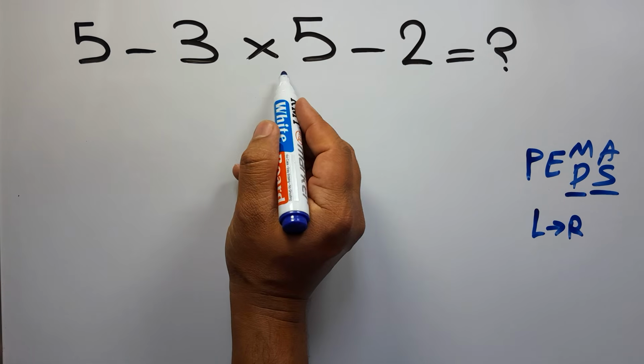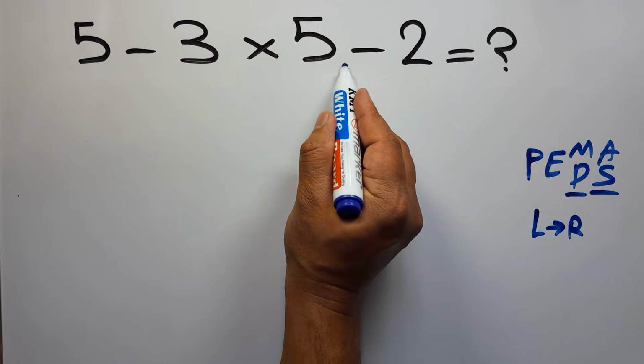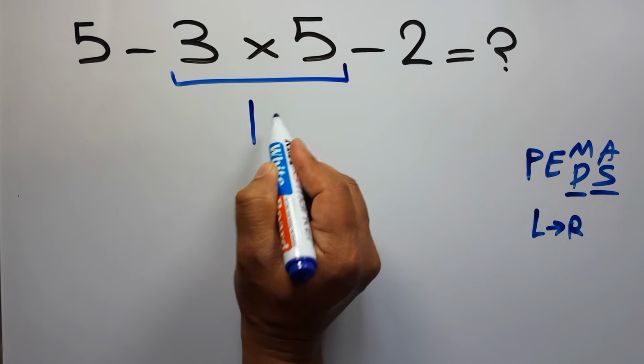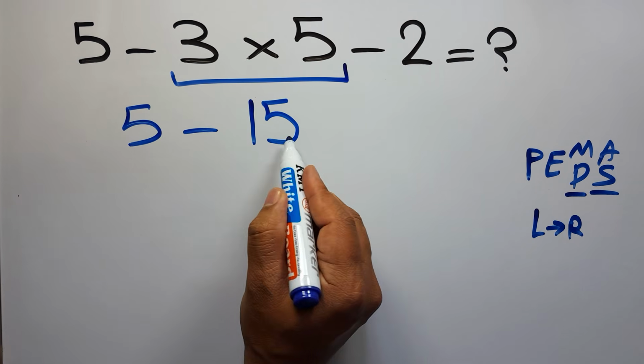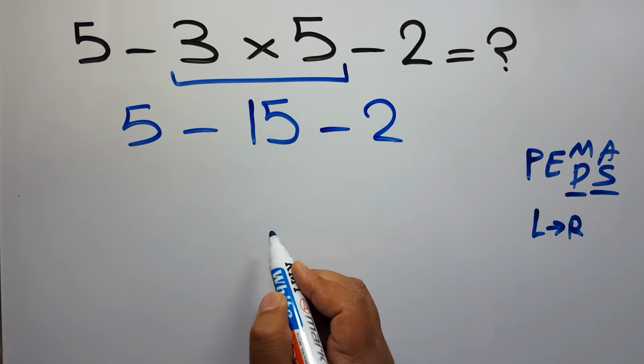So first we have to do this multiplication. 3 times 5 gives us 15. So we have 5 minus 15 minus 2.